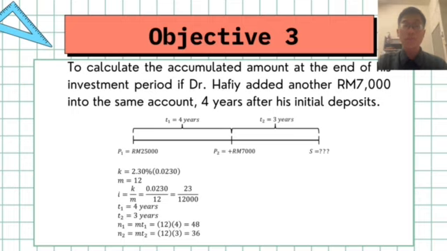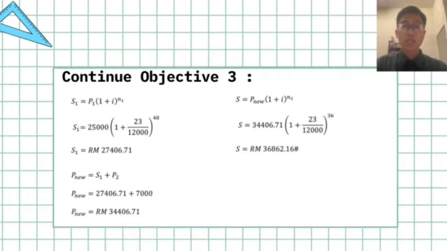T1 equal to 4 years, T2 equal to 3 years, N1 equal to MT1 equal to 12 times 4 equal to 48 and N2 equal to MT2 equal to 12 times 3 equal to 36. S1 equal to P1 times 1 plus I to the power N1. S1 equal to 25,000 times 1 plus 23 over 12,000 to the power 48. S1 equal to 27,406 ringgit and 71 cents.